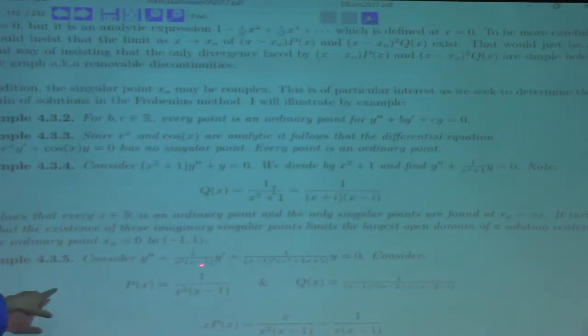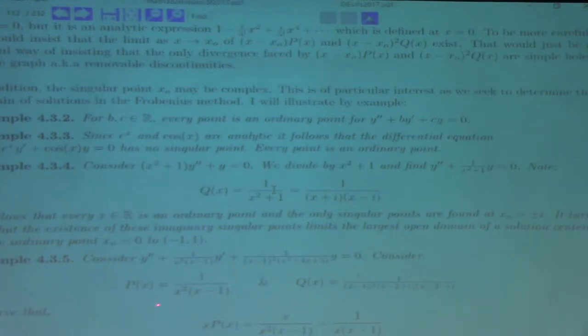y'', here we go, 1/(x²(x − 1)). Now this one has trouble at 0, and it has trouble at 1. And this guy has trouble at 1 and also 2 plus or minus i if you complete the square there.